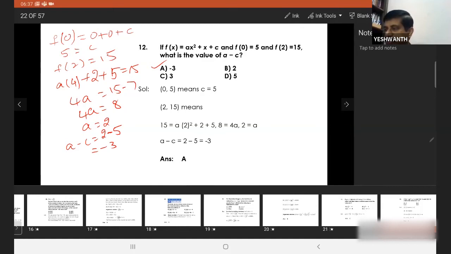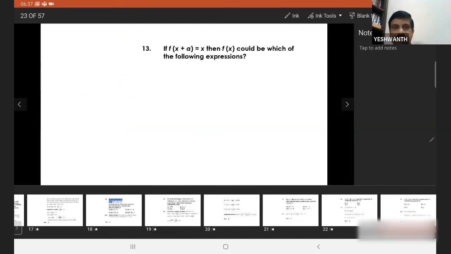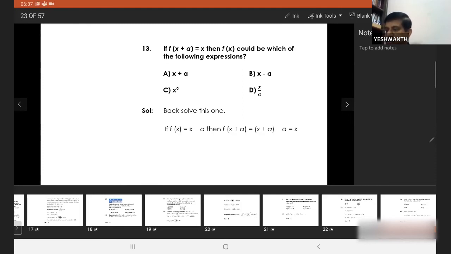Okay. So let us go to the next question. Look at this. F of x plus a equal to x. Then f of x could be which of the following expressions? So we are replacing x plus a by x. x plus a by x. Okay. So if you call this as capital X, so now look at this. So that becomes x minus a. So f of x equal to x minus a.